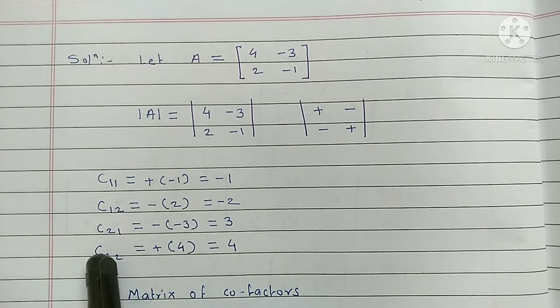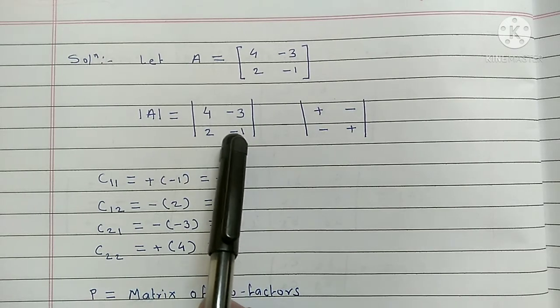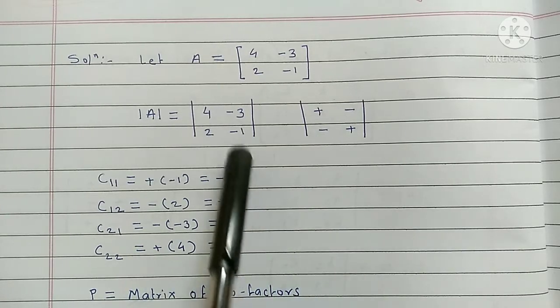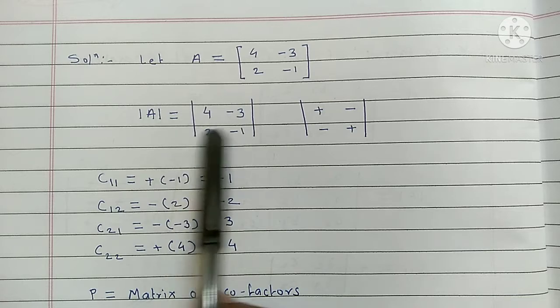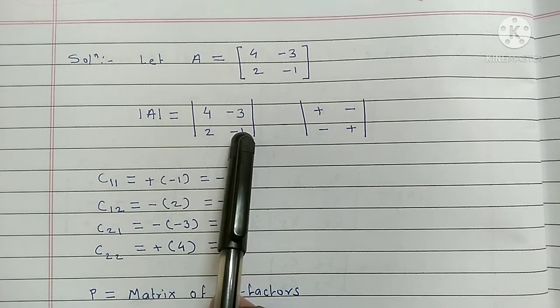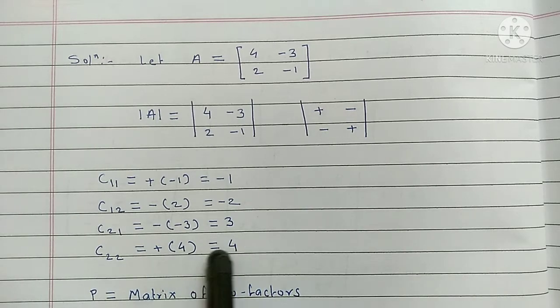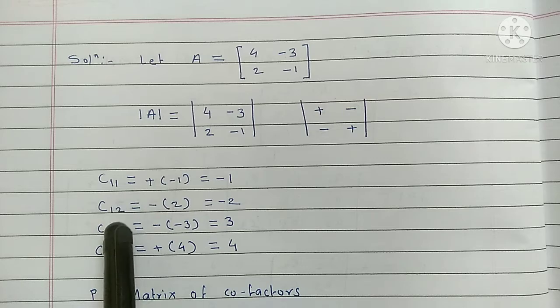Then next is C22. So C22 means this element, minus 1. Corresponding sign is plus. Then it is in second row, second column. So just delete second row and second column. So the element is 4. So plus 4. So these are cofactors of the matrix.